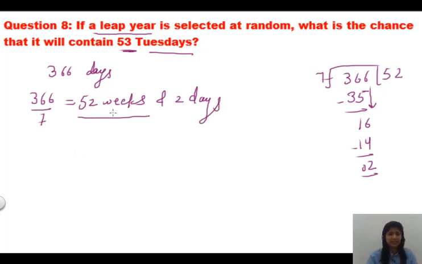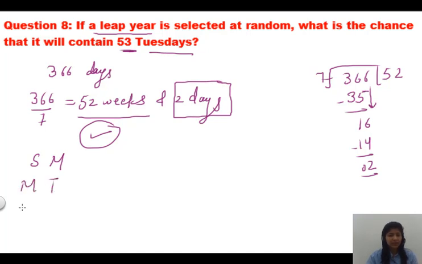Now in 52 weeks, we'll have 52 Tuesdays. Right? So the probability is 1 for this. That's a sure event. Now we have to focus on these 2 days. For the 53rd Tuesday, out of these 2 days, we can have the possibility. These 2 days can be Sunday and Monday, Monday and Tuesday, Tuesday and Wednesday, Wednesday and Thursday, Thursday and Friday, Friday and Saturday, Saturday and Sunday. So these are the possibilities because the 2 days will be consecutive, right?